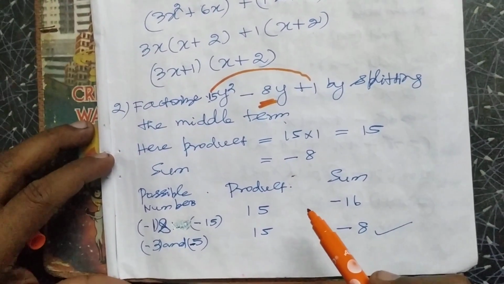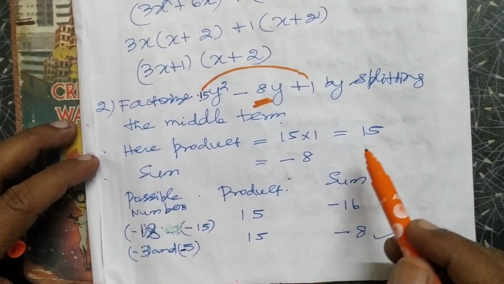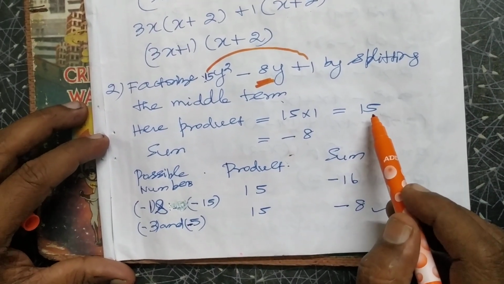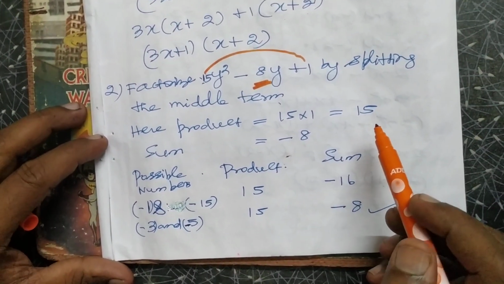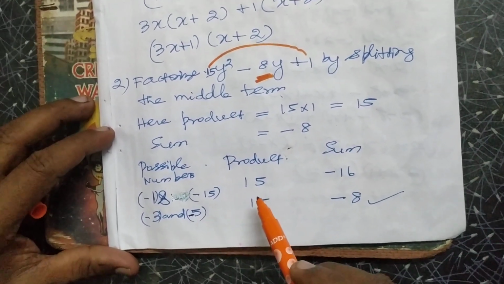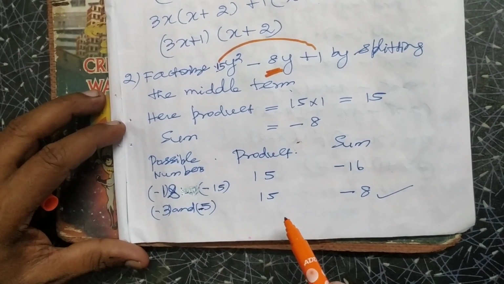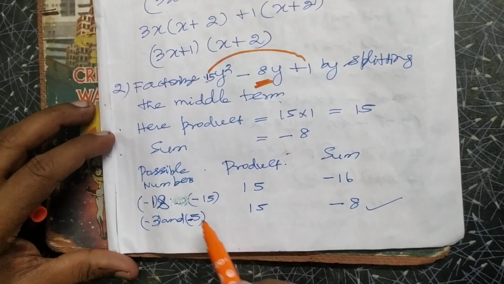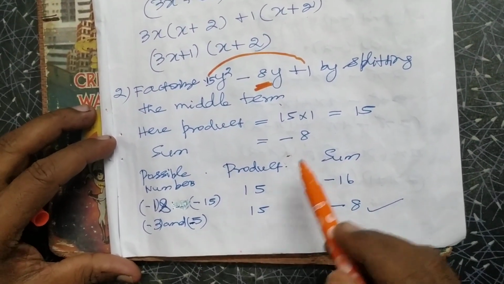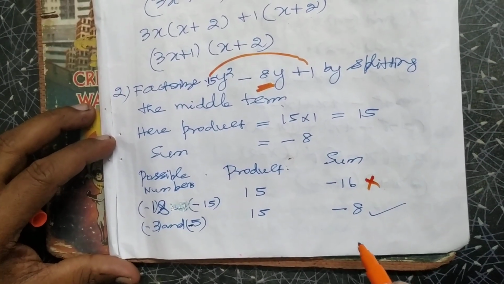15 ones are 15 and the sum is equal to minus 8. Now, what are the numbers that multiply to give 15? As the sum is negative and the product is positive, both numbers will have a negative sign. Therefore minus 1 into minus 15 is 15, and minus 3 into minus 5 is also 15. But when you add minus 1 and minus 15, minus 16 is coming, but we need minus 8. Therefore minus 16 is not a possible sum.